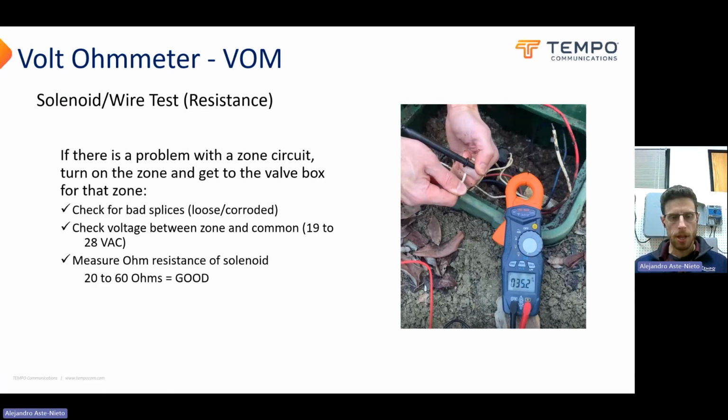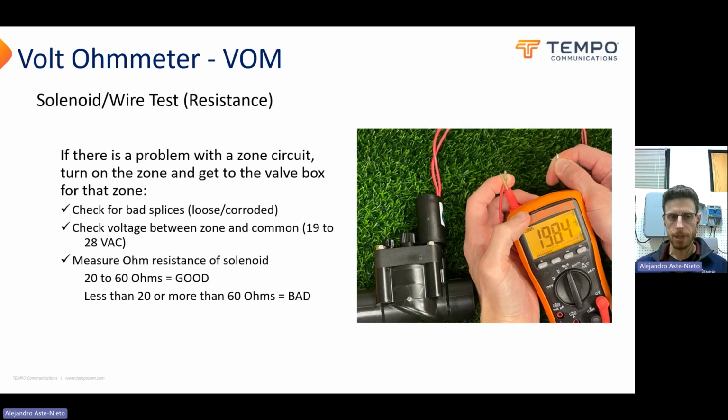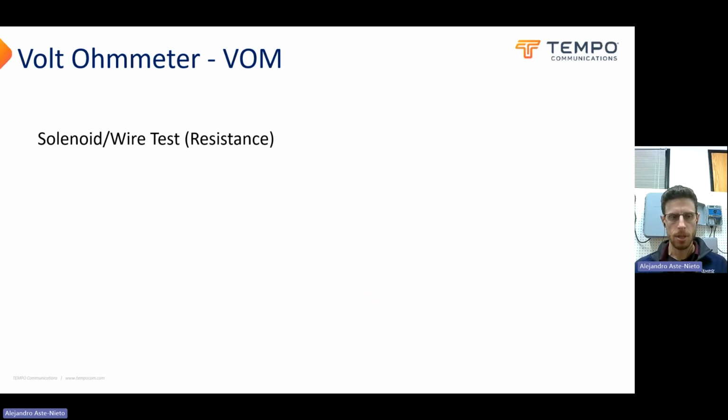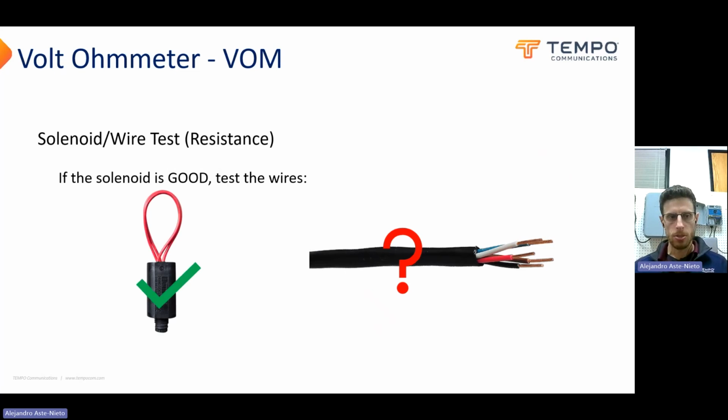And if you have that 20 to 60, that solenoid is fine. It's not the problem. If you see less than 20 or more than 60, that's a bad solenoid. Like I said, if it's jumping around, that's another indication. We can further confirm if an issue is in the wiring.